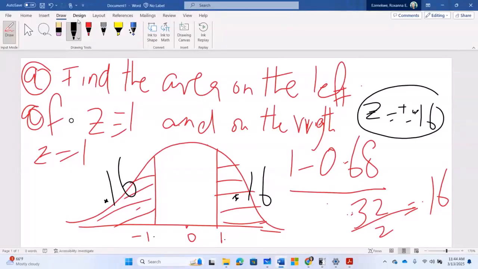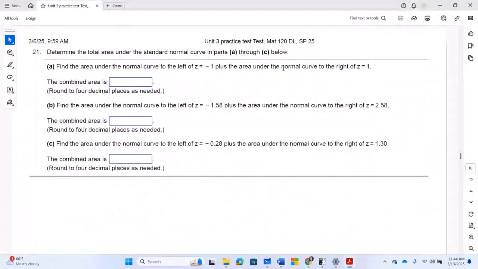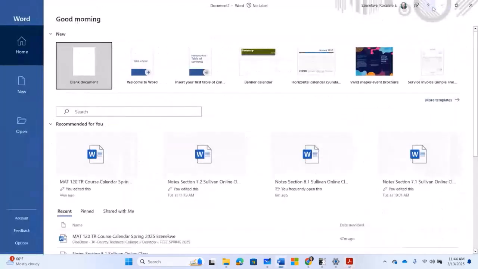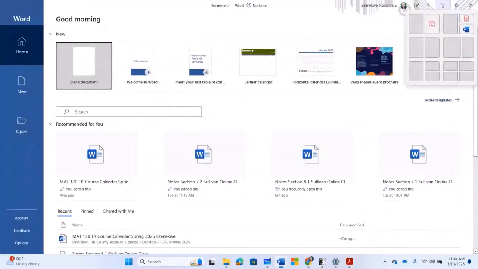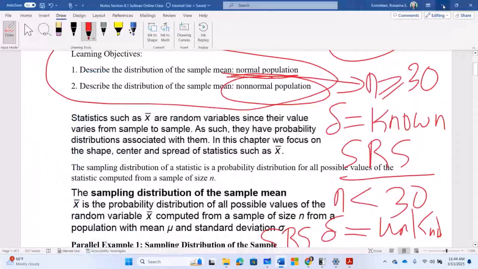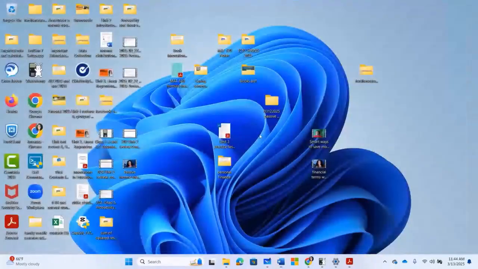The next thing is B. Find the area under the normal curve to the left of this. So all you need to do, make sure you know, and this time we can actually use our chart. I'm going to pull up the chart. Let's use a chart, because you are allowed to use your chart, you are allowed to use your calculator, you are allowed to use the empirical rule, whichever one you want to use. So let me get the chart now.